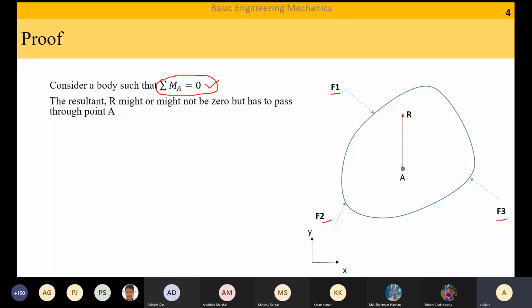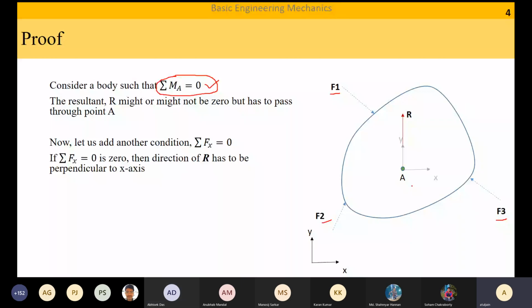Let us say that summation fx is 0. Now if moment about a point A is 0, summation fx is 0, R can still be non-zero if R is perpendicular to the x-axis. So we have two conditions. Moment about a point A is 0, summation fx is 0. My resultant still might or might not be 0. We cannot guarantee that. There can be a situation where R resultant R is passing through point A and is parallel to the y-axis.